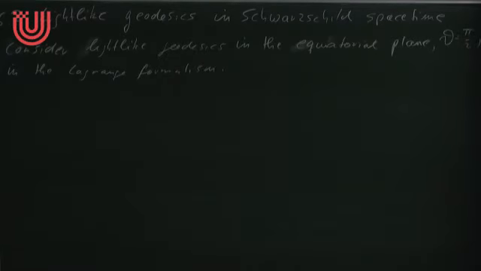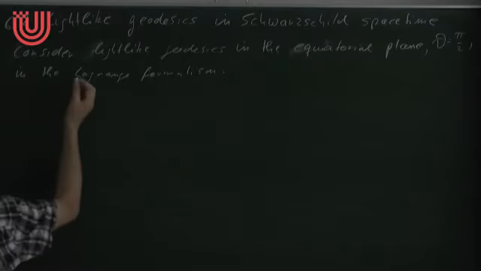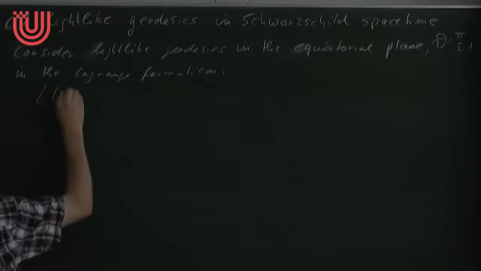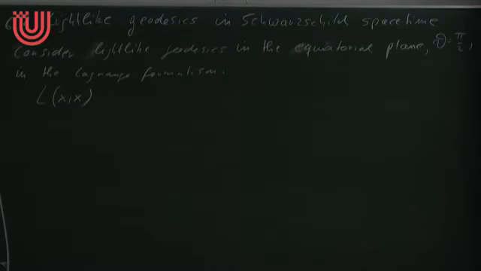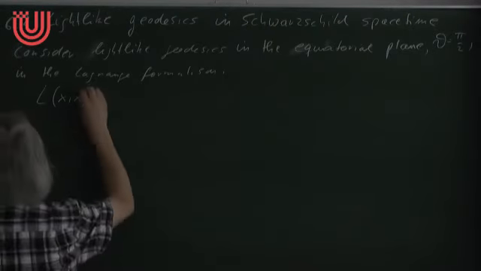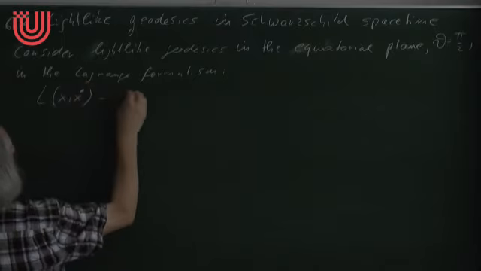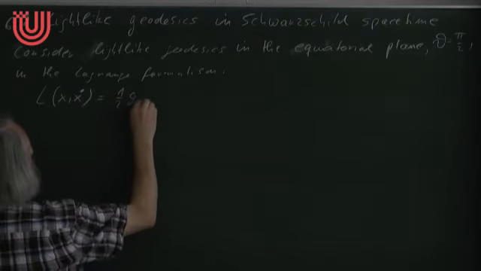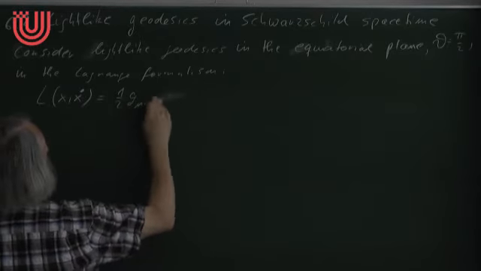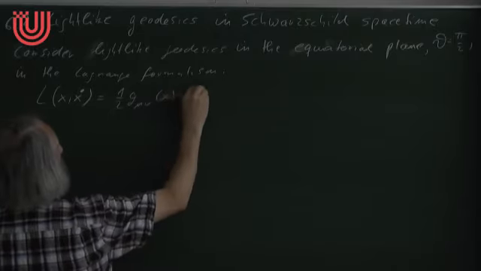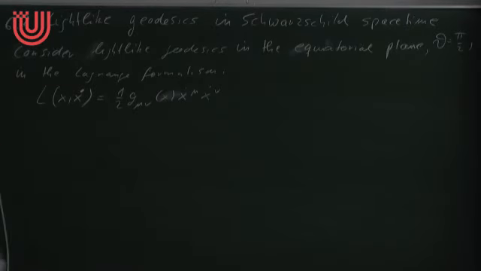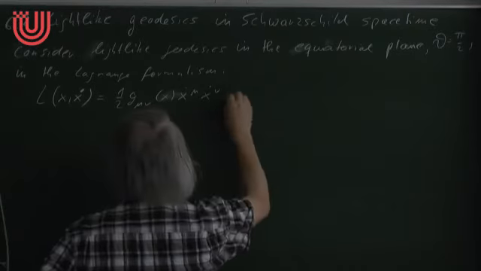Okay, so what was the Lagrange function? Hope you remember. The Lagrange function depends on x and x dot. Dot means derivative with respect to s, the curve parameter, not with respect to t, our time coordinate. And the general form of the Lagrangian was 1/2 g_μν x^μ dot x^ν dot. And the g_μν are now known. We have derived the metric, so we can write this for our Schwarzschild metric.